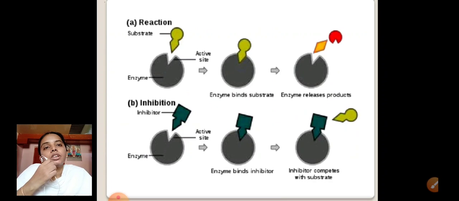Here in a reaction, when the enzyme combines with the substrate at an active site, it forms an enzyme-substrate complex. After this, the enzyme releases the products. Whereas in inhibition, instead of the substrate, the enzyme combines with the inhibitor, so there is no synthesis of product, as the inhibitor competes with the substrate.